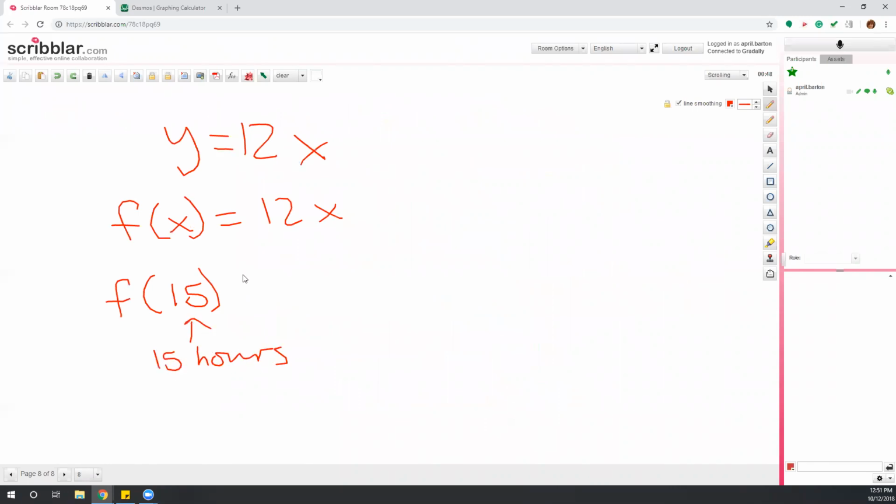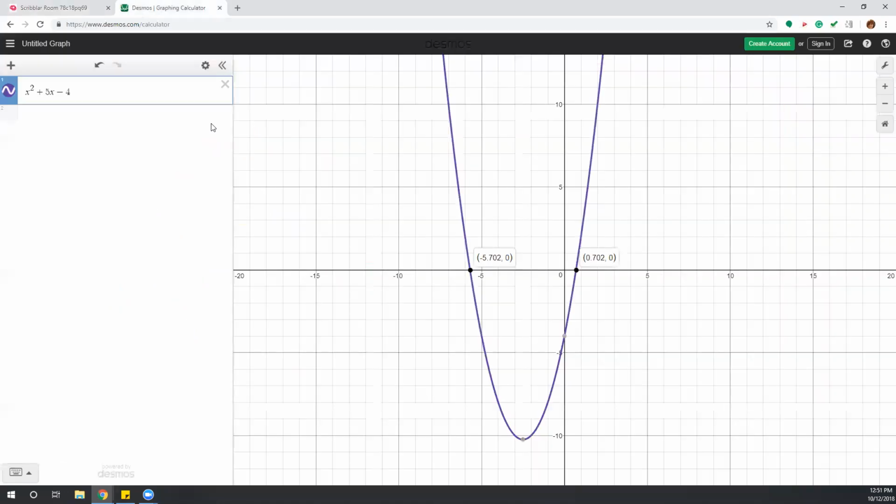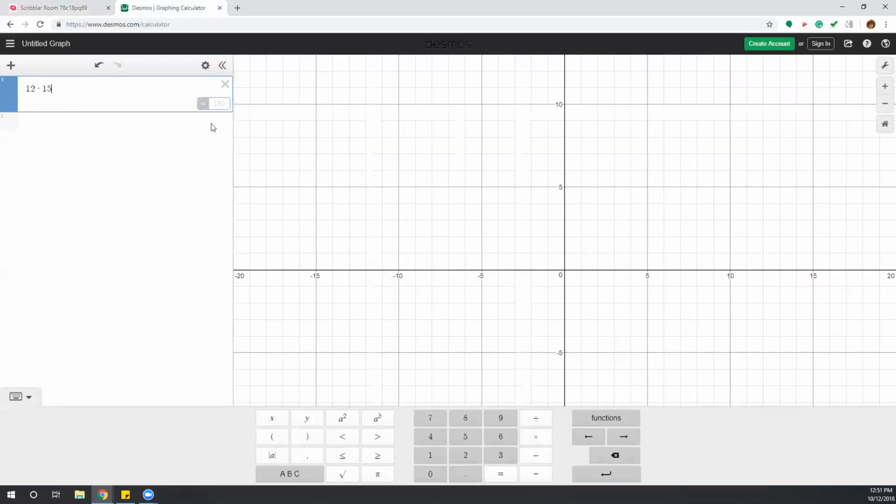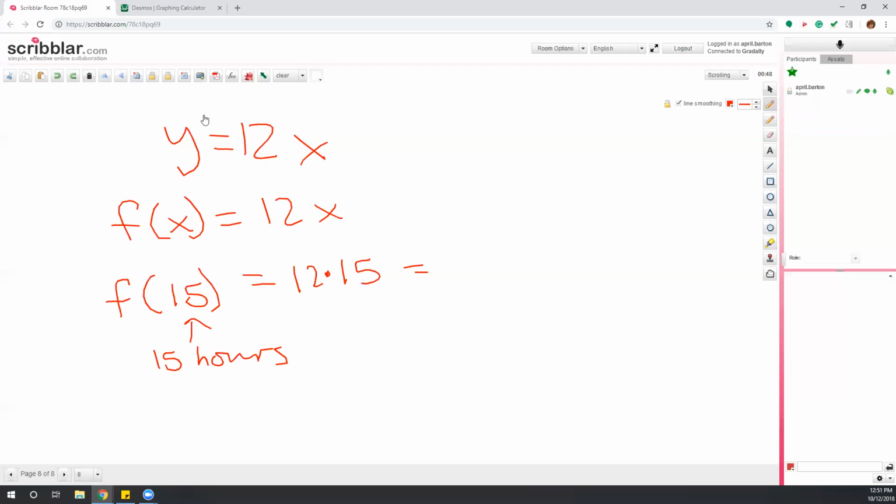It's just asking you to plug it in and actually figure out, well, 12 times 15, I don't know off the top of my head. So I'm going to type it into a calculator. I'm going to make $180 for working 15 hours. So that's how you would figure it out with the f and then plug it in, and that's how you would get your answer. Okay, because that part right there was confusing me.